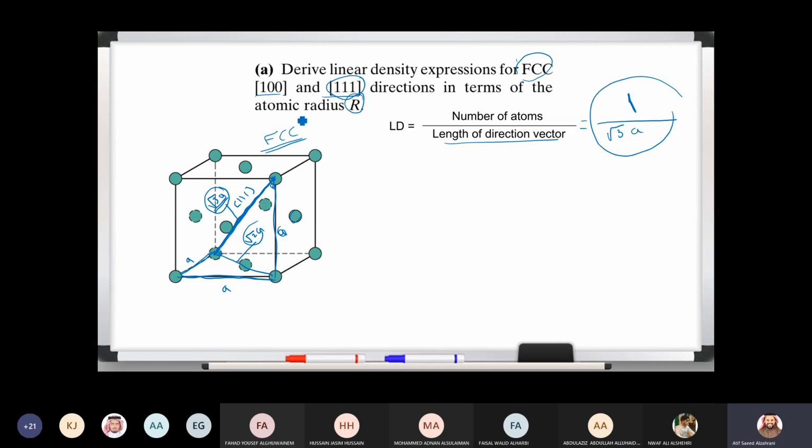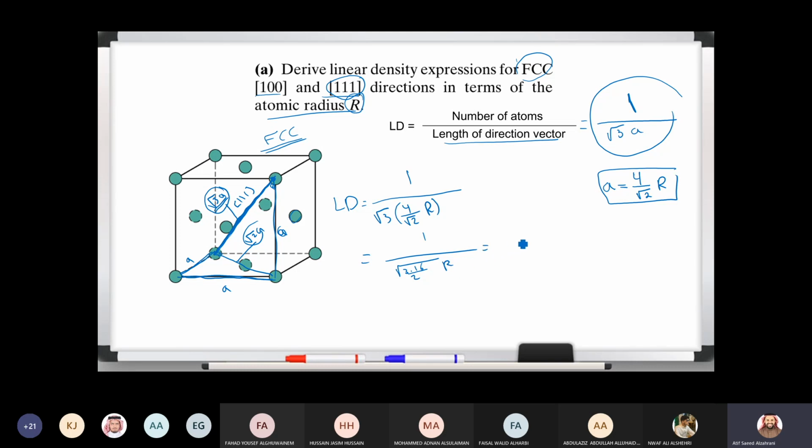This is the correct answer, but he's asking you in terms of the atomic radius, okay? And for face centered cubic, A is equal to 4 over square root of 2 R. Meaning that the linear density is equal to 1 over square root of 3 times 4 over square root of 2 R. We can simplify it: 1 over square root of 3 times 16 divided by 2R, which is equal to 1 over square root of 3 times 8R, which is equal to 2 over square root of 6R. So this is the answer.